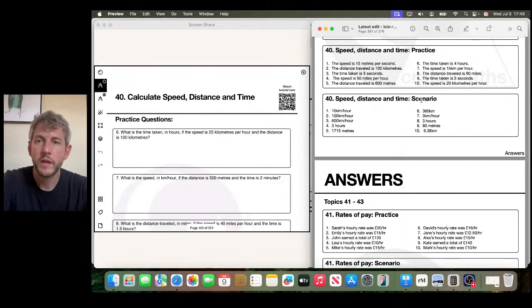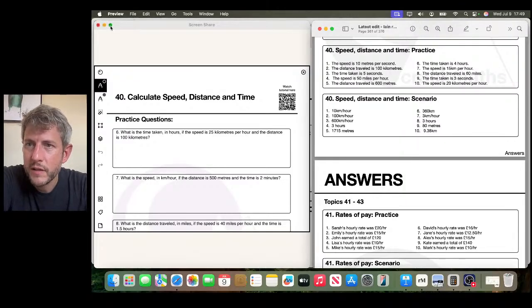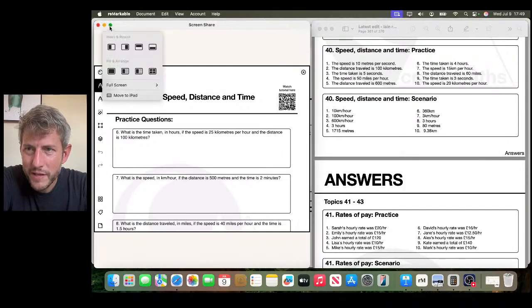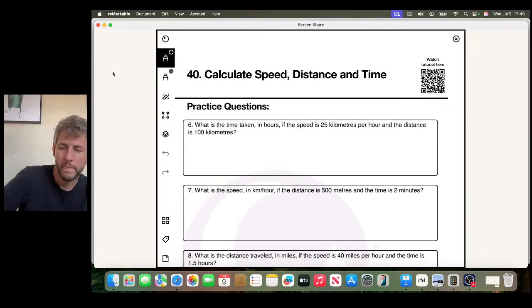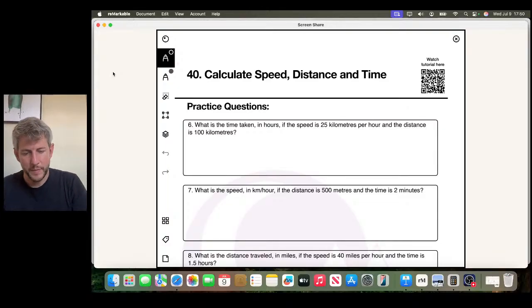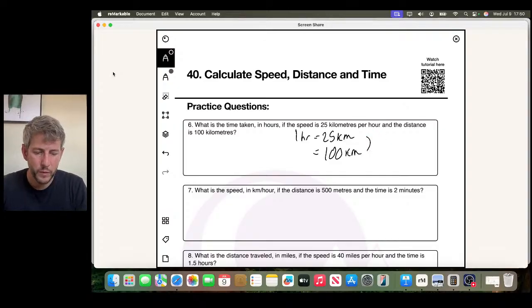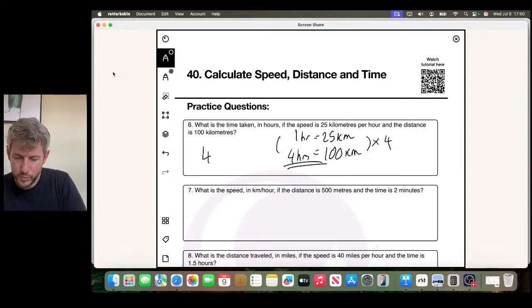Okay, here we go. We've got the second round of the practice ones, and then we'll move on to the scenario, and then we'll be done for the day. Right, so here we go. What is the time taken in hours if the speed is 25 kilometers per hour? So that means 1 hour equals 25 km. And the distance is 100 kilometers. So how many hours traveling 25 kilometers an hour would it take to travel 100? So I know that 25 times 4 equals 100. So that means that's going to have taken 4 hours. Okay, and I'll write that over there as well. 4 hours.